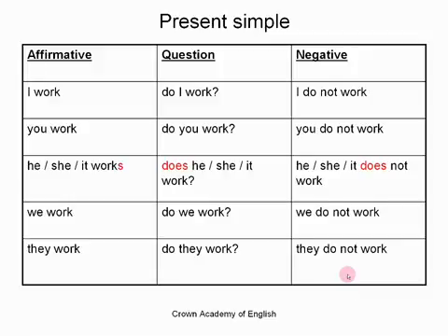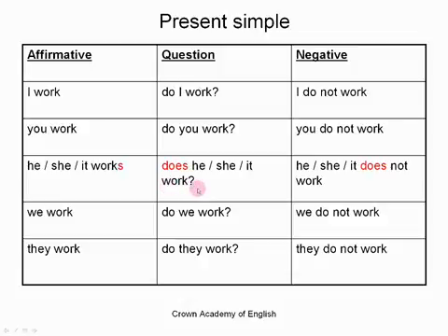The question form, we add the word do to the beginning of the sentence. So do I work? Do you work? Except for the third person singular form again. So we just add the word does, and we go back to the infinitive. So does he work? We do not say does he works, for example.